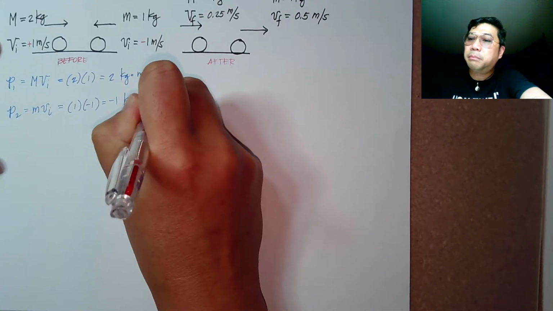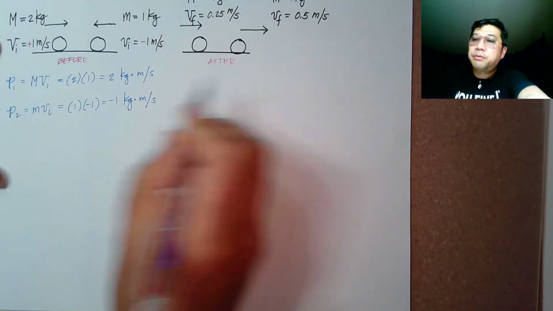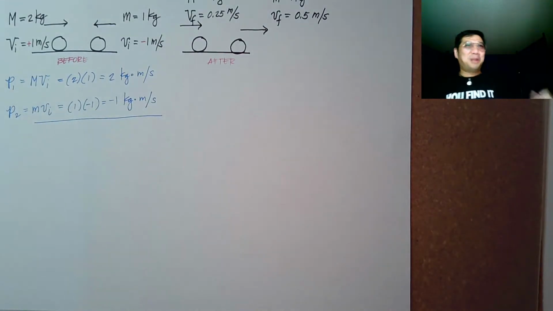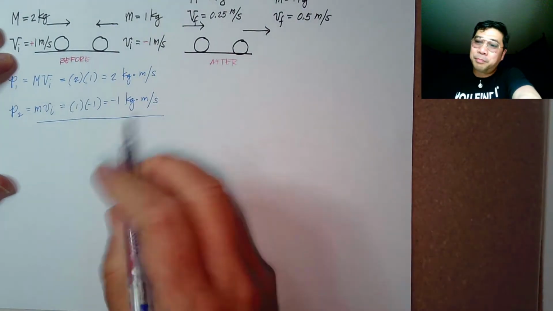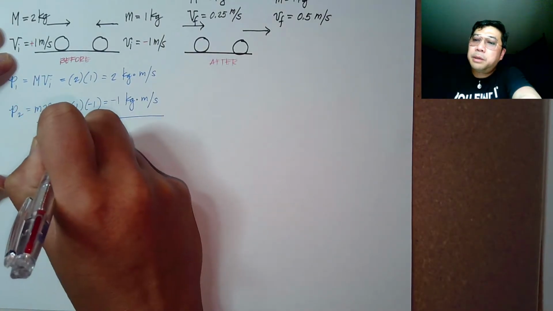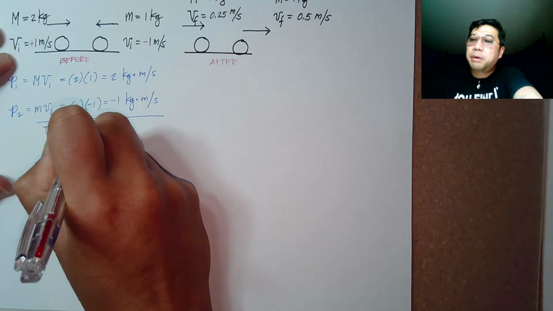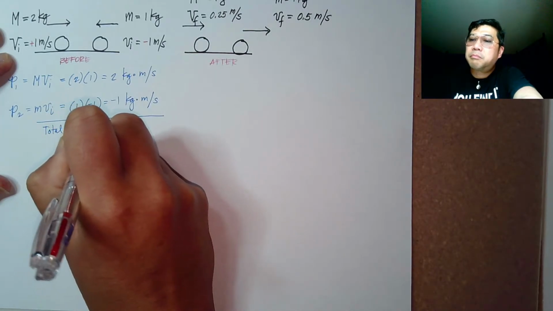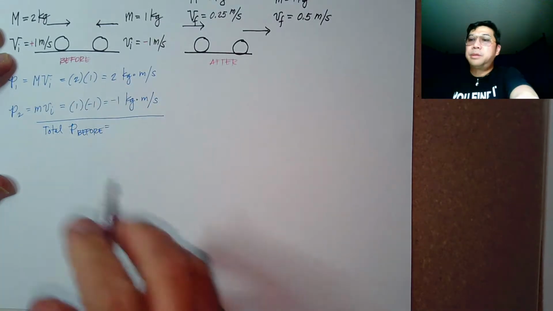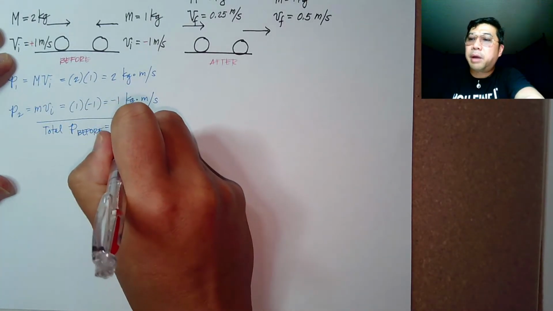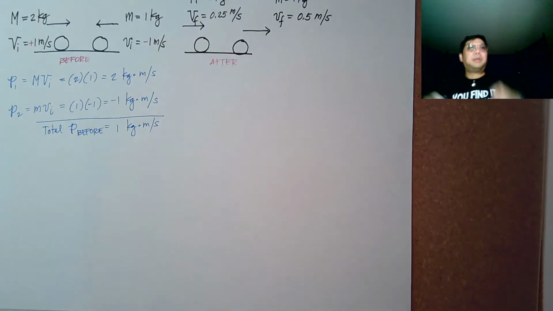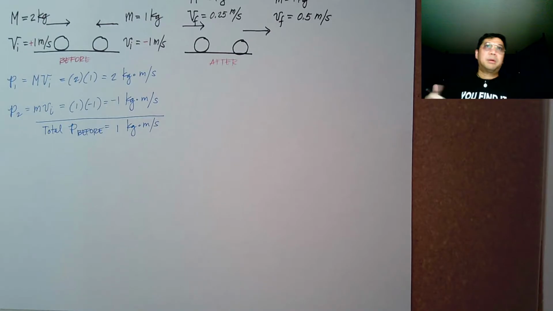So in order for us to figure out the total momentum before collision, let's put it here, total momentum before. By adding those two numbers, 2 minus 1, this will give us 1 kilogram meter per second. So that is the total momentum before collision.